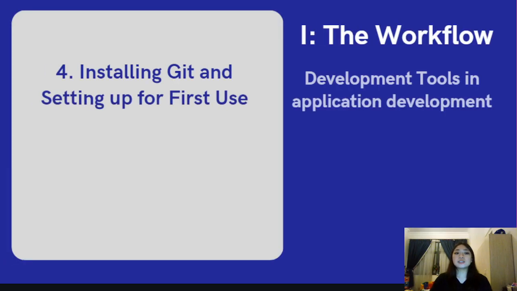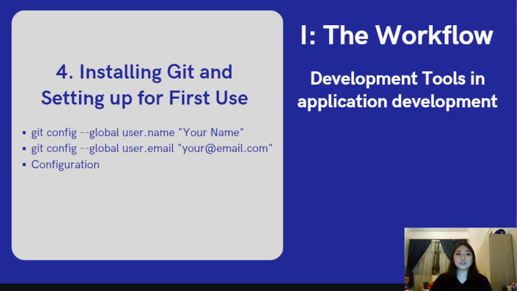Following this is installing Git and setting up for first use. After Git is installed in the computer, the developer must configure it before starting any project. This involves setting the global username and email address, which Git uses to label every commit. This step is essential because it helps identify who made each change to the project, by running simple commands such as git config --global user.name, your name, and git config --global user.email, your email.